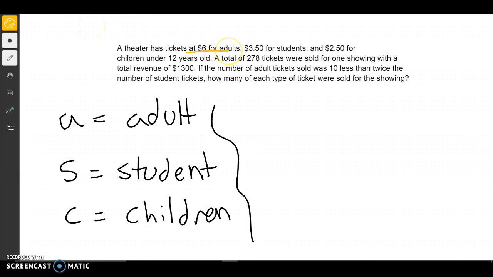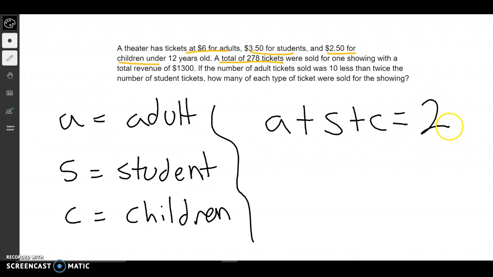Now the next part is figuring out the important information. They told me $6 for adults, $3.50 for students, and $2.50 for children. They told me it has a total of 278 tickets. If I took the adult tickets plus the student tickets plus the children tickets, that should equal 278.